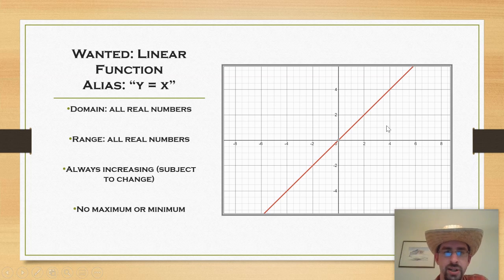Second function, linear function. y equals x. Domain, all real numbers. Range, all real numbers. It does not leave anybody out. Always increasing, but this is subject to change. It could transform in some way that improperly reflects itself. No maxes or minimums. Goes right through that origin.